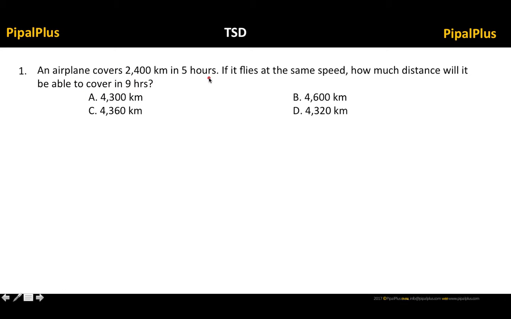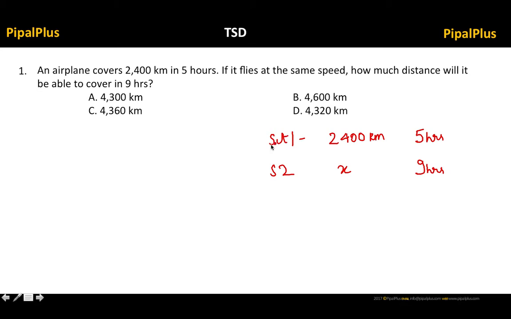So in this situation, you notice that there are two real situations here. In situation one, the plane covers a distance of 2,400 kilometers, right? And it takes the plane 5 hours to cover this distance. In the second situation, we are required to find what is the distance that this plane will cover if it continues to fly at the same speed for 9 hours, right?